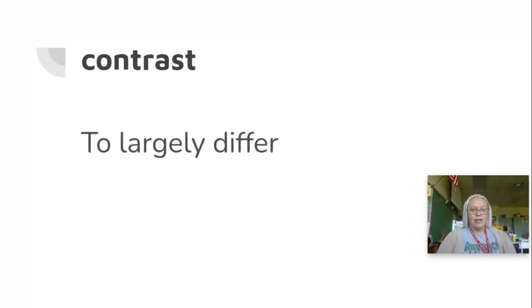Now, the word contrast is the opposite of compare. So if they contrast something, 2 things largely differ. So that means they're really different.